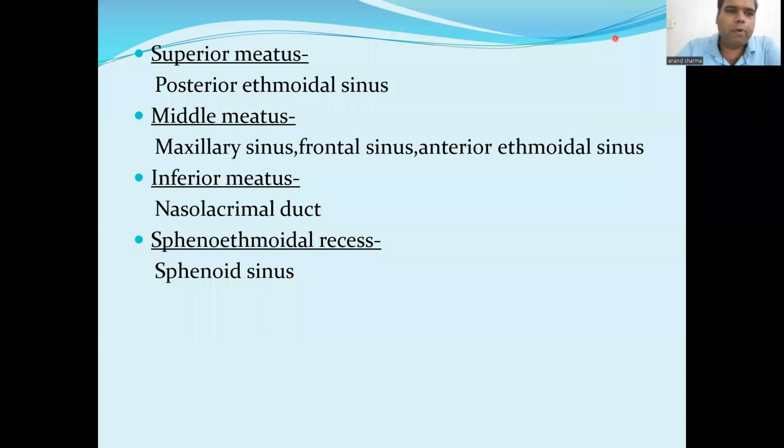This is important because as we discuss the pathologies of the sinuses, we will be able to distinguish the site of origin of the disease, depending on which meatus is affected initially, so that we can locate the sinus which is the initial cause of infection or the disease.